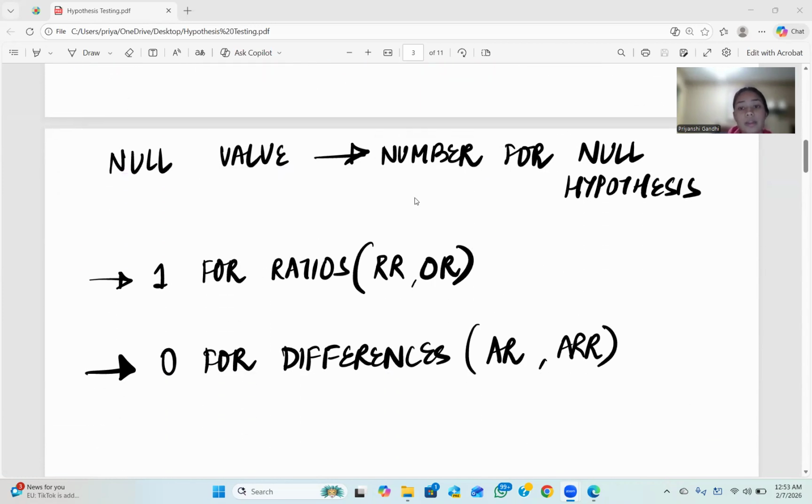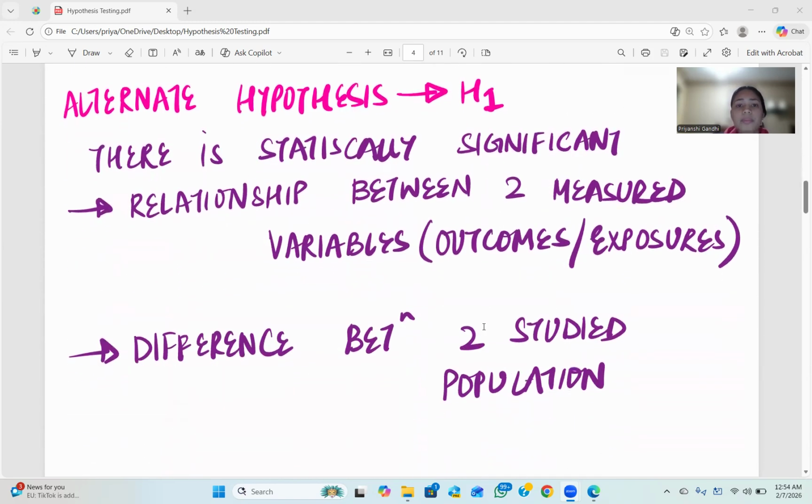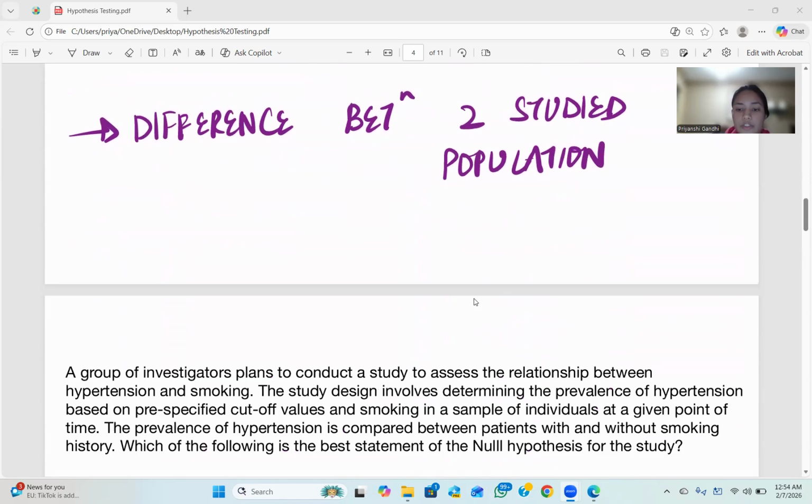Then we have the null value, which is the number for the null hypothesis. One is for ratios like relative risk and odds ratio, which just means that the numerator is equal to the denominator if the ratio is 1, hence there is no significance. Similarly, for differences, we have 0, like attributable risk or absolute risk reduction. Then we have the alternate hypothesis, which is denoted as H1, which states that there is a statistically significant relationship between two measured variables or differences between two studied populations.